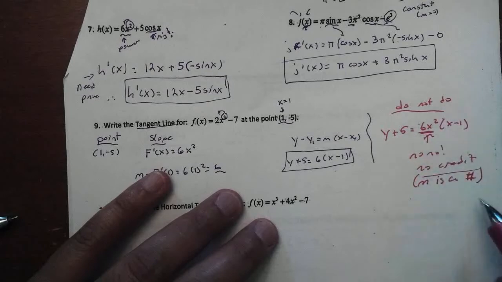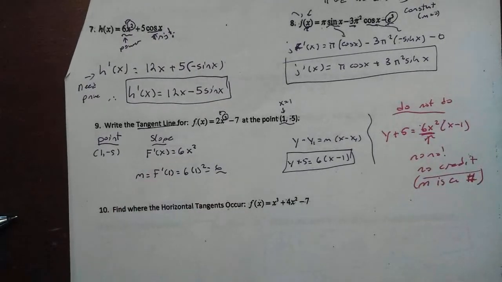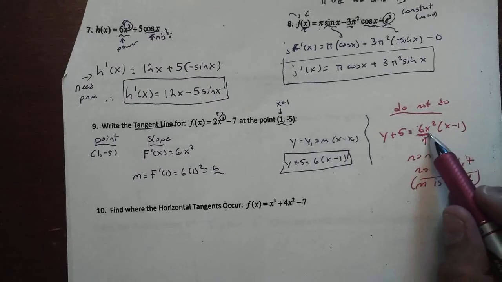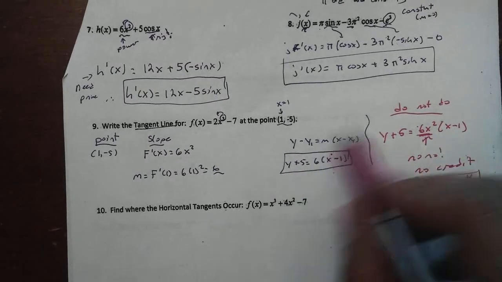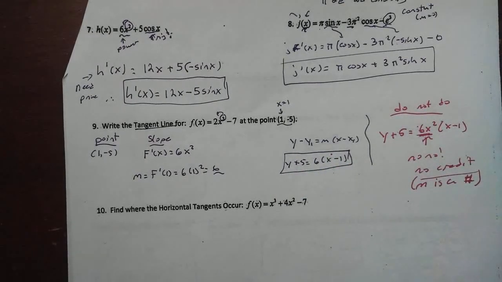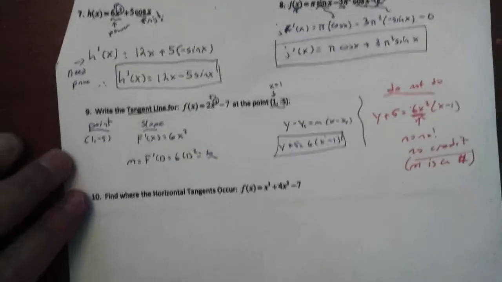If you get a variable there, you done messed up a run. Go back and fix it, okay? You need to have this as a number. Plug your 1 in.